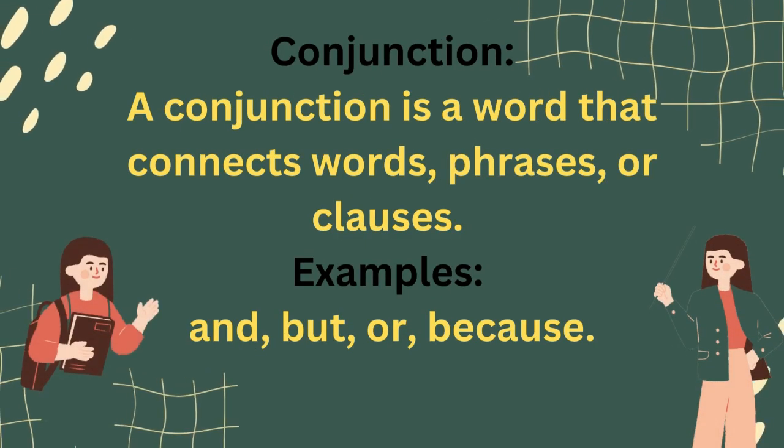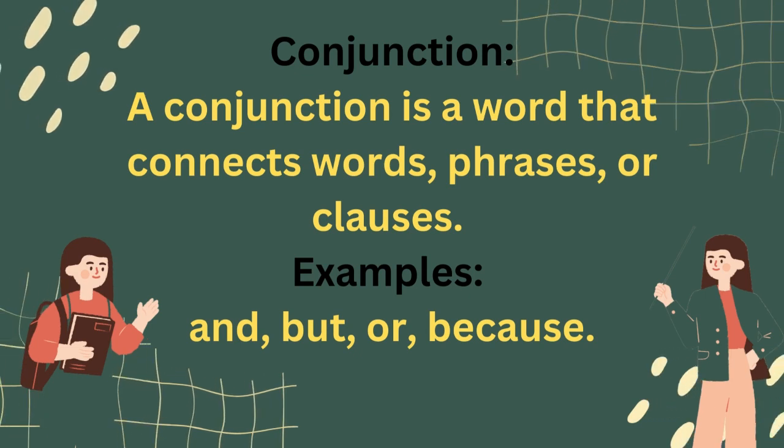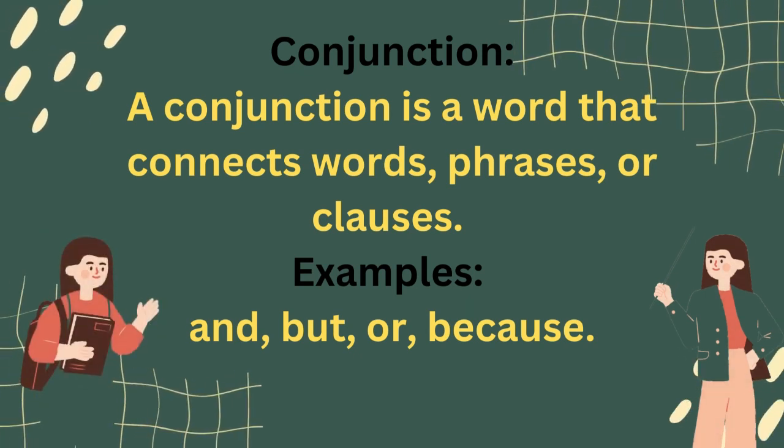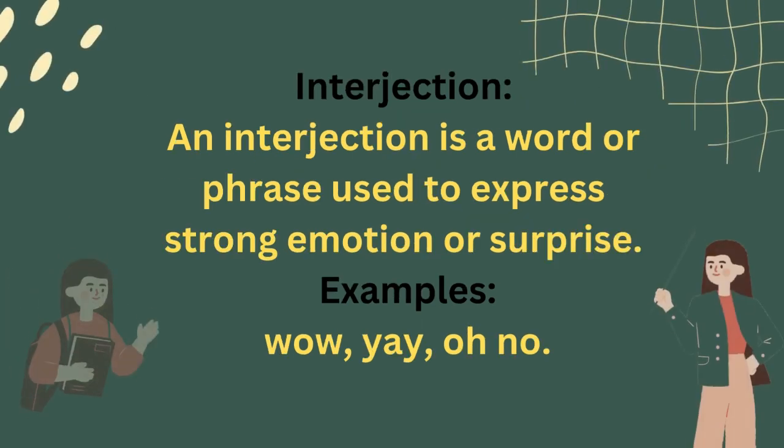Conjunction. A conjunction is a word that connects words, phrases, or clauses. Examples: and, but, or, because.